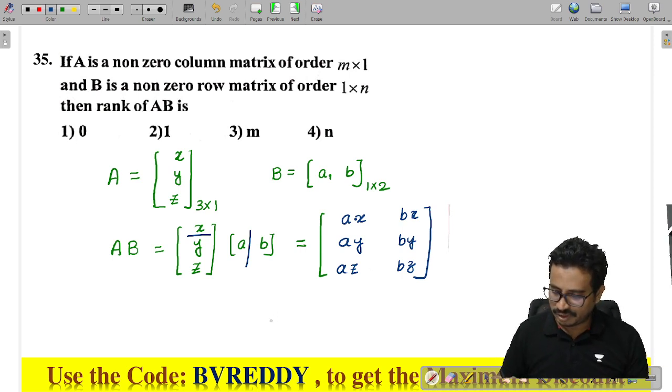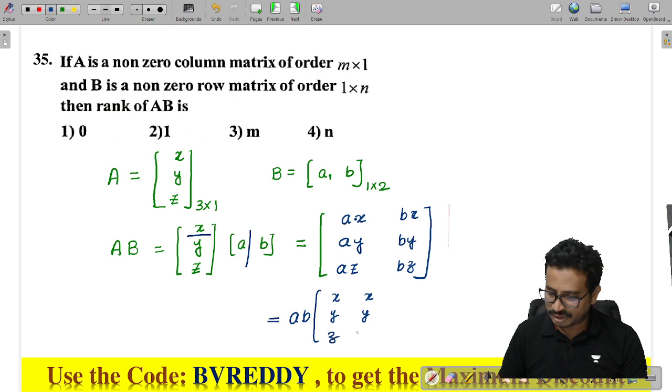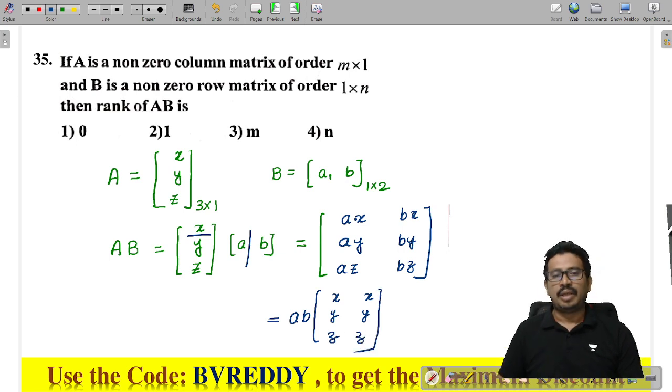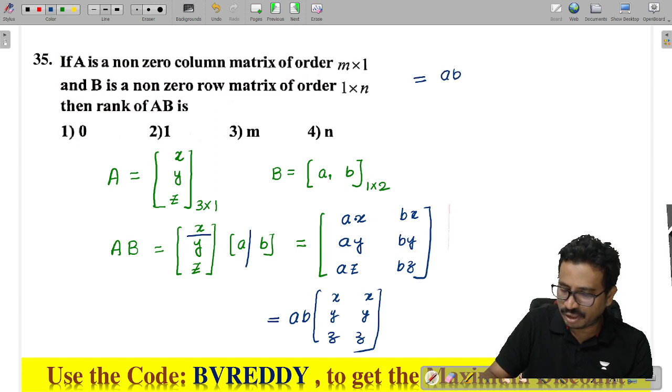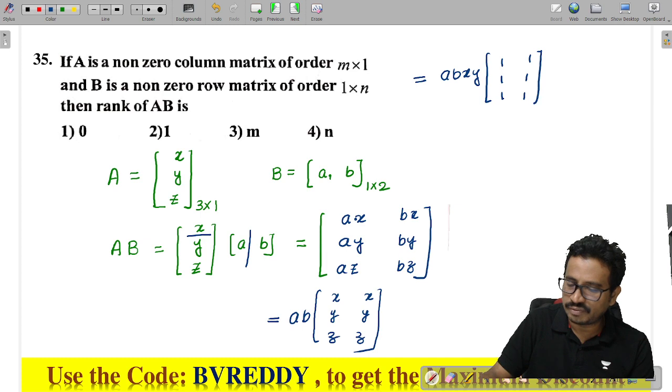Now if you see carefully, in this row we can take out A common and here B common. So AB we have taken common. Then what is left out here is X, Y, Z, X, Y, Z. Now in this row I can take X common, and Y also common. Then it becomes 1, 1, 1, 1, 1, 1, and thereafter it is given as AB into XY.